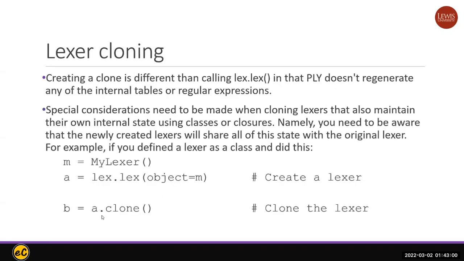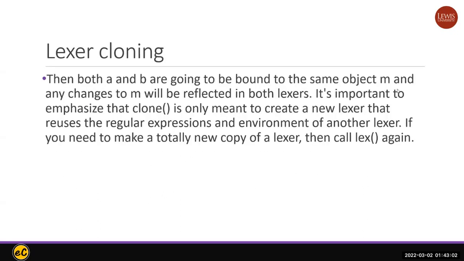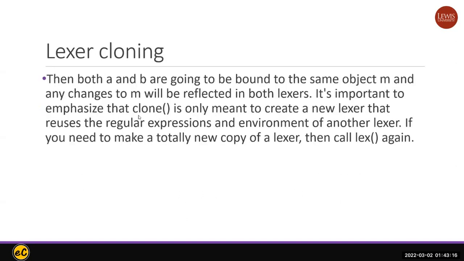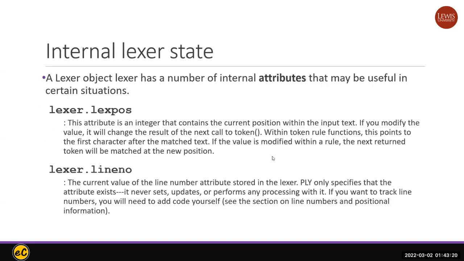Okay, it's bound to the same object, you clone it. And with the same object M, any change to M will reflect on both Lexers. Okay, in this way, this clones the Lexer, but it's not a deep copy, so you will share some objects that they both have. Okay, clone is not deep copy. Okay, so a Lexer object has a number of internal attributes.